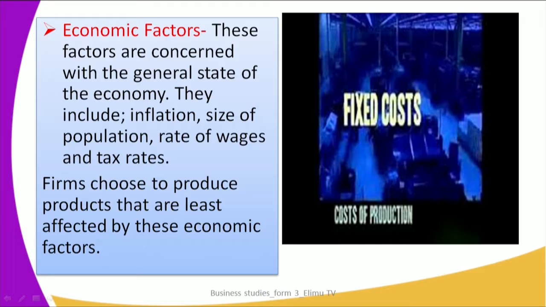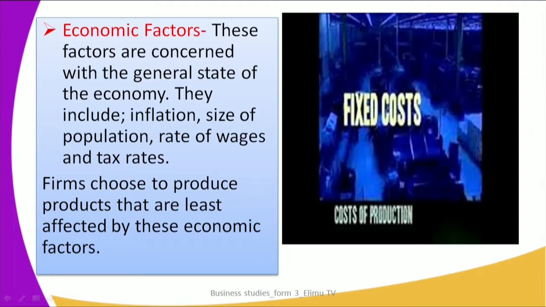The other factor to consider is the economic factors. And economic factors are factors that are concerned with the general state of the economy. And this one may include inflation, size of population, rate of wages, and tax rate. So before a firm settles on what to produce, it should find out whether the product being produced is heavily affected by inflation. Inflation, if I may remind you, is whereby the price of products increases with a very big margin. So this is an increase of price of products.